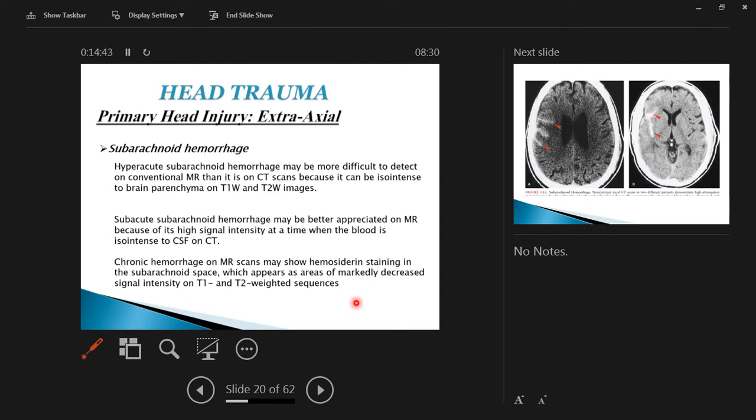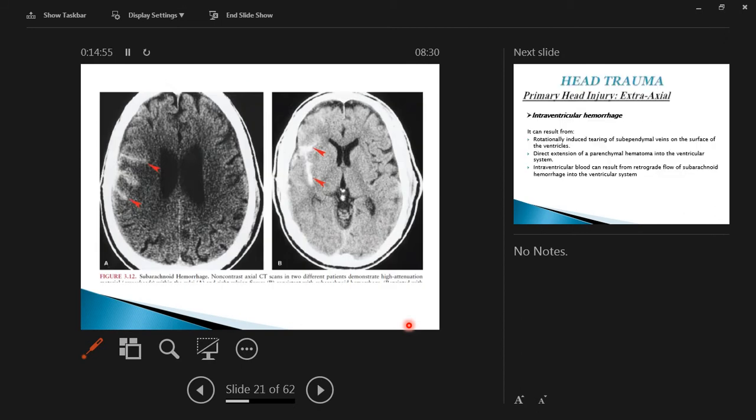Chronic hemorrhage on MR may show hemosiderin staining in the subarachnoid space, which appears as an area of marked decrease in signal intensity on both T1 and T2 weighted sequences. So these are two images of the CT showing subarachnoid hemorrhage, that's a high attenuation linear area within the sulci. This is another one in the sulci and in the sylvian fissure.